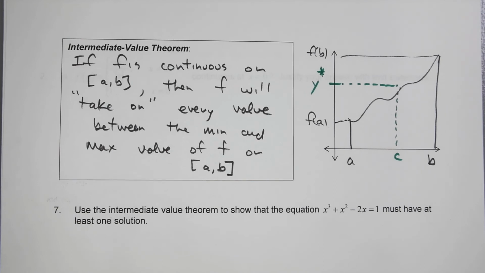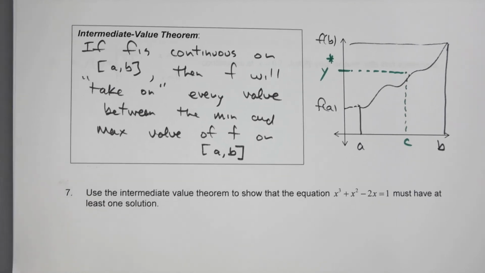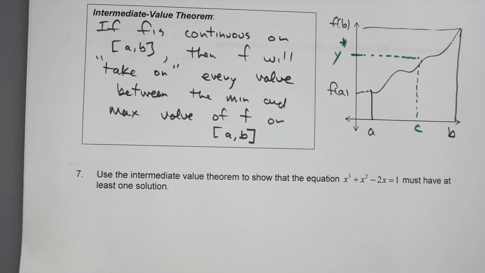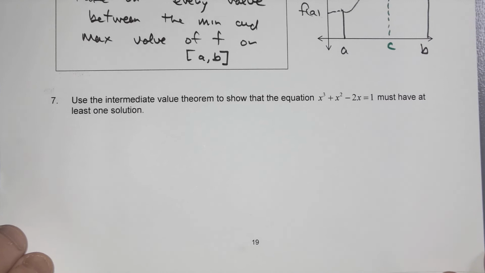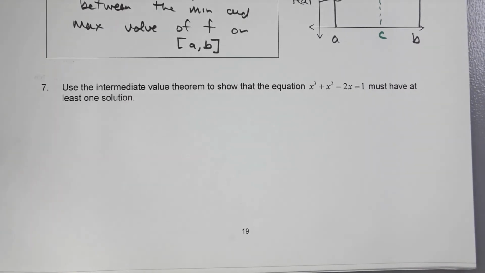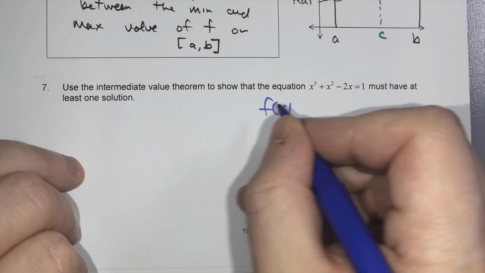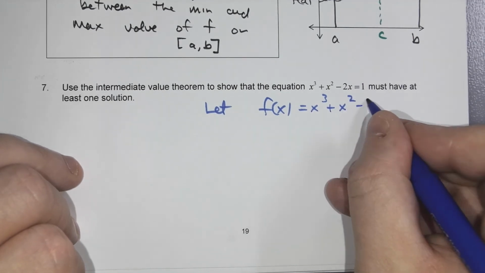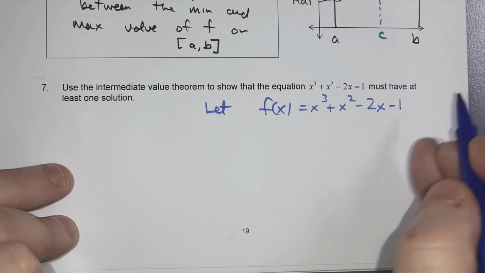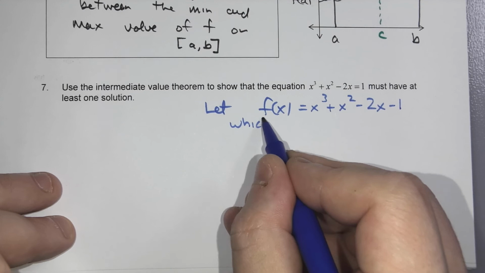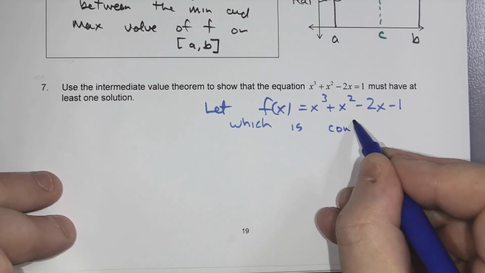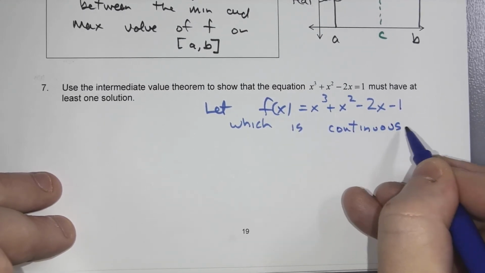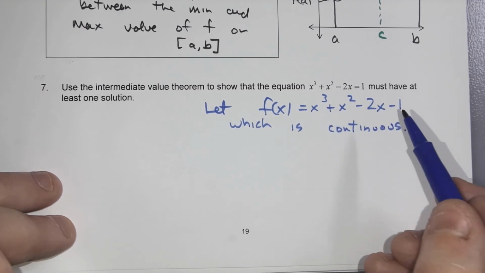Okay, so where can this be useful for us? Well, let's use that to show that this equation must have at least one solution. So the way I'll do this is we'll set it up as a function. We'll say let f of x equal x cubed plus x squared minus 2x minus 1, which is a polynomial, so it is continuous. So now we have a continuous function.